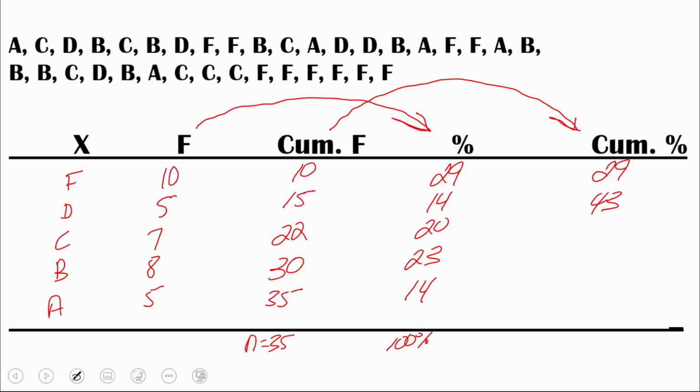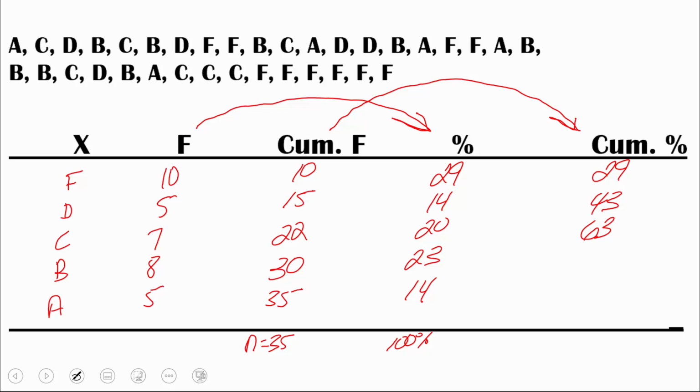Let's now see the cumulative percentage at the C level. We have 43% of the students scoring a D or less, and now we see that 20% of the students scored a C. So we're going to take that 43% and add 20%, and that would equal 63%. So how do we interpret that? 63% of this sample scored a C or less on the exam. That's the 63rd percentile.